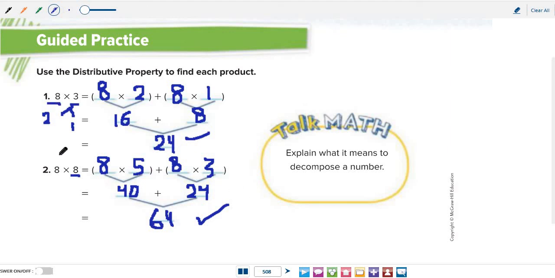You can decompose these factors into different numbers. The idea is to get the final answer here. It's 24 for 8 times 3, and it's 64 for 8 times 8.